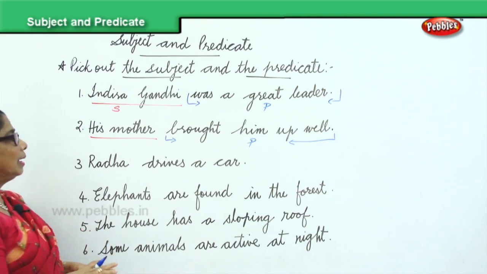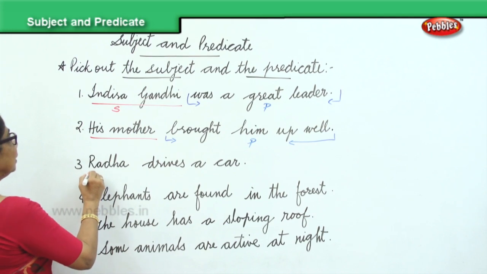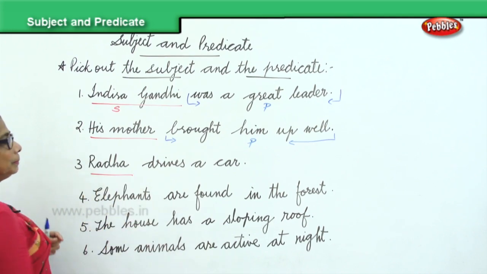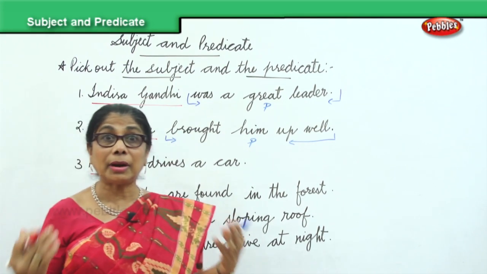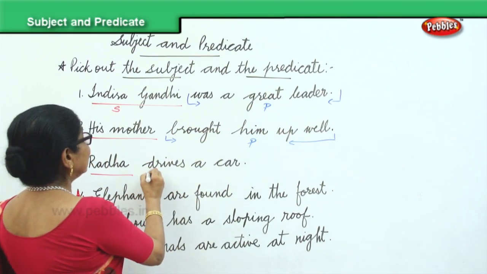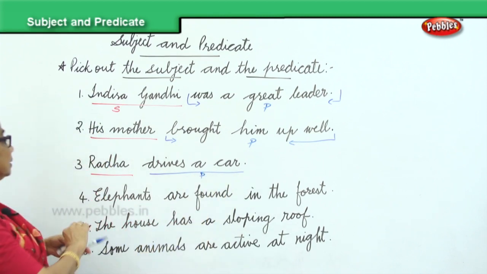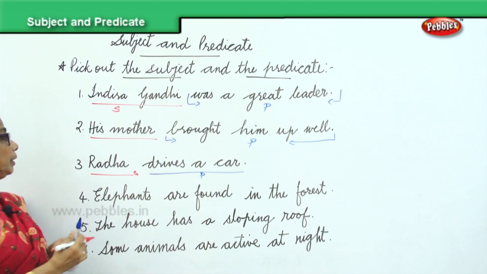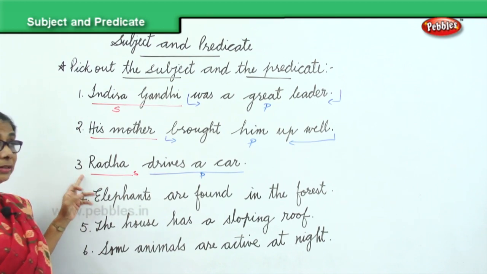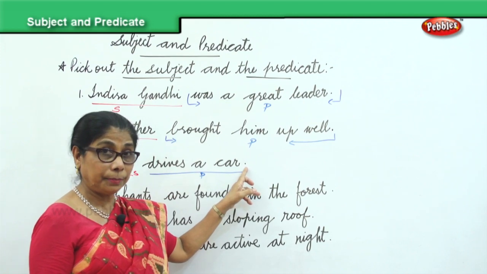Next one is Radha drives a car. Radha is the subject. We are talking about Radha. She can drive a car. So drives a car, that's the predicate. Okay? This is the subject and the predicate. So Radha begins with capital letter, name of a person, ends with the full stop.